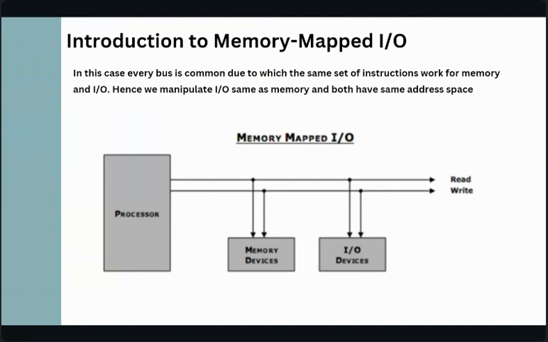Now let's talk about how memory mapped devices are accessed. In memory mapped I/O, each hardware device is assigned a portion of the computer's memory address space. The CPU accesses these devices by reading from and writing to the designated memory addresses, just as it does with regular RAM. This means peripheral devices such as hard drives, GPU, and network cards can be controlled through memory operations. We can observe the same in the picture shown, where every bus is common to both memory and I/O devices.